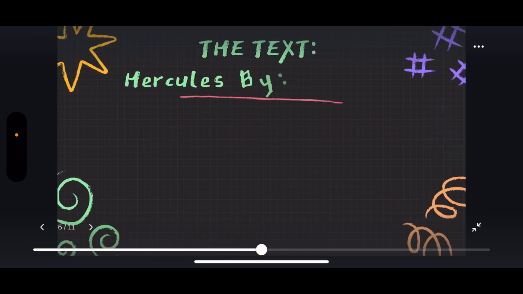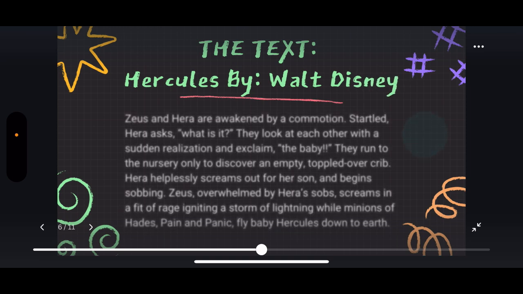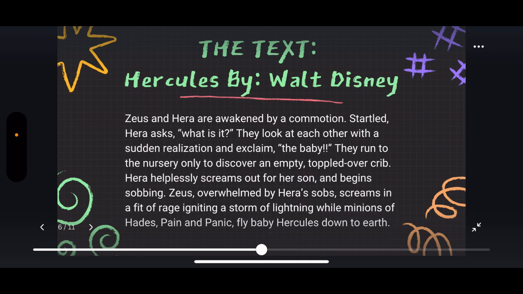First, we need a text. Hercules by Walt Disney. Zeus and Hera are awakened by a commotion. Startled, Hera asks, "What is it?" They look at each other with a sudden realization and exclaim, "The baby." They run to the nursery only to discover an empty, toppled-over crib. Hera helplessly screams out for her son and begins sobbing. Zeus, overwhelmed by Hera's sobs, screams in a fit of rage, igniting a storm of lightning, while minions of Hades, pain and panic, fly baby Hercules down to earth.